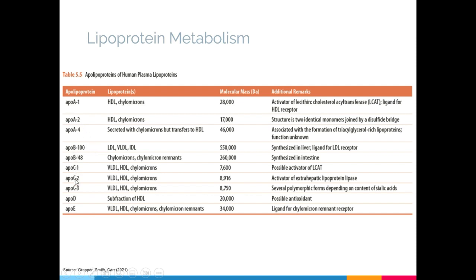ApoC2 activates extrahepatic lipoprotein lipase. Lipoprotein lipase is an enzyme that helps release the fat contained in the lipoprotein so that it can be hydrolyzed to monoglycerides and glycerol for use in extrahepatic tissues. Extrahepatic tissues are the tissues that are not the liver. In this discussion, these are the adipose tissues and the skeletal muscle tissues.